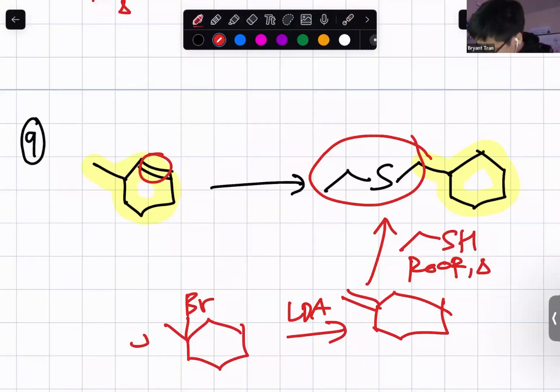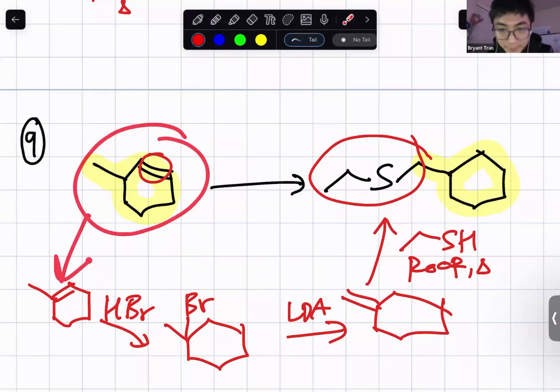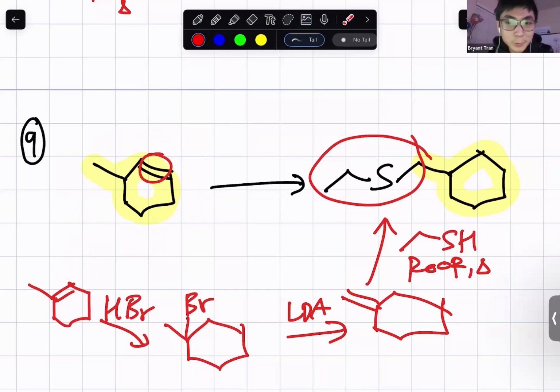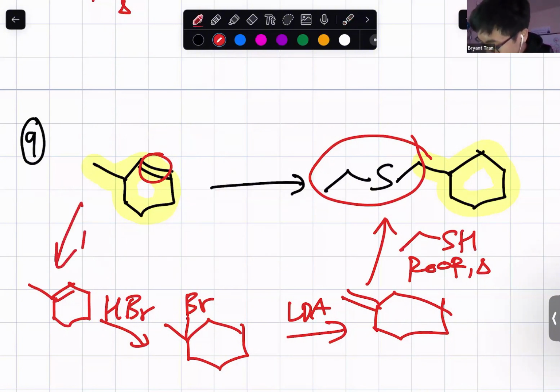HBr, yes. And let's say that came from this alkene right here. There are 2 ways to go from here to here. There's a fast way, 1 step, and there's a slower way, 2 steps. What way can you think of that would convert this alkene to this alkene? Isomerization with H2SO4 and heat. Yes, that's the fast way.